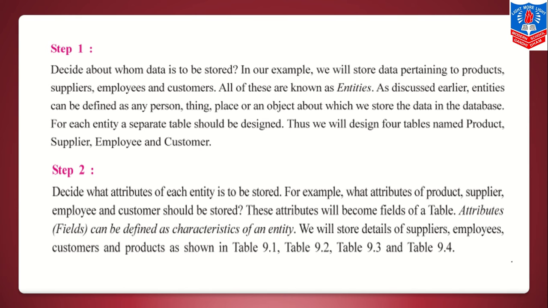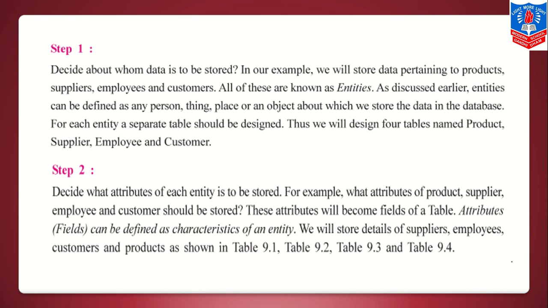Step 1. Decide about whom data is to be stored. In our example, we will store data pertaining to products, suppliers, employees, and customers. All of these are known as entities. As discussed earlier, entities can be defined as any person, thing, place, or object about which we store the data in the database. For each entity, a separate table should be designed. Thus, we will design 4 tables named product, supplier, employee, and customer.